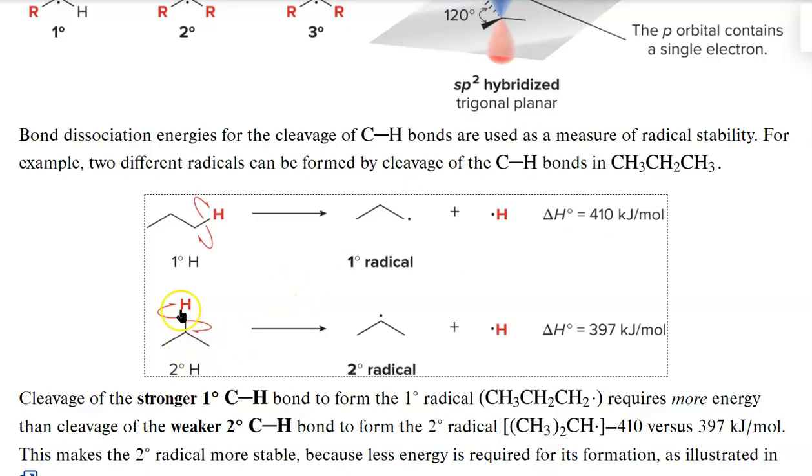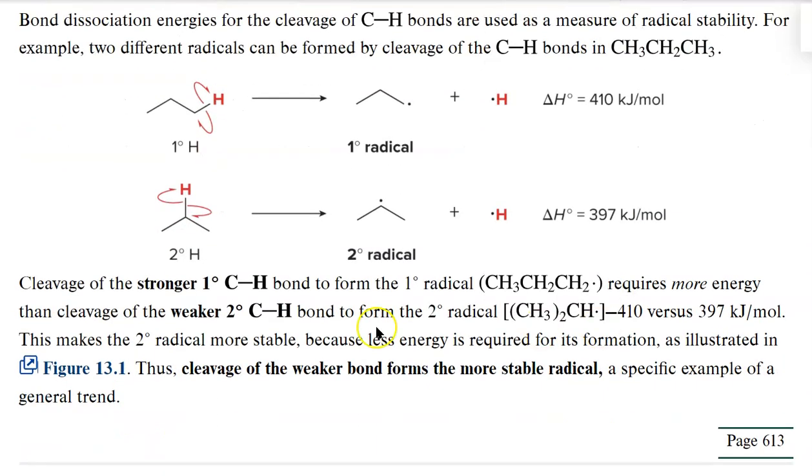Whereas if we remove the hydrogen, a secondary hydrogen, from the secondary carbon to produce a secondary radical, the enthalpy change is only 397 kilojoules per mole. So breaking the stronger primary carbon-hydrogen bond to form a primary radical takes more energy than breaking the weaker one. So the secondary radical is more stable because it takes less energy to form it.